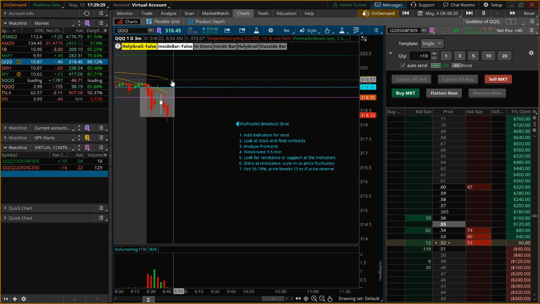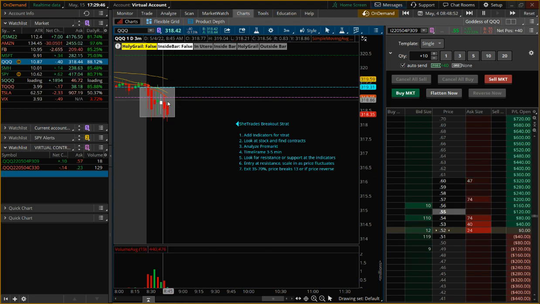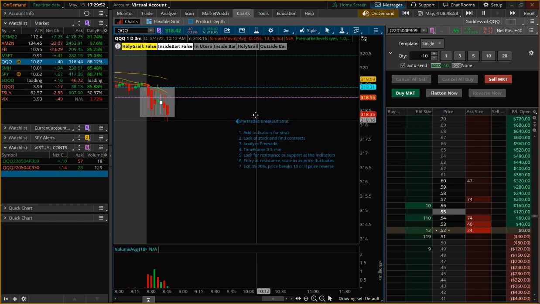If these 3 EMAs were going through the candles, if the open daily line were going through the candles, we would not be in a trade. You don't want to take a trade if the EMAs or the SMAs, whichever you decide to use, are going in the middle of the candle. They need to be all the way below or all the way above to show strength or momentum.